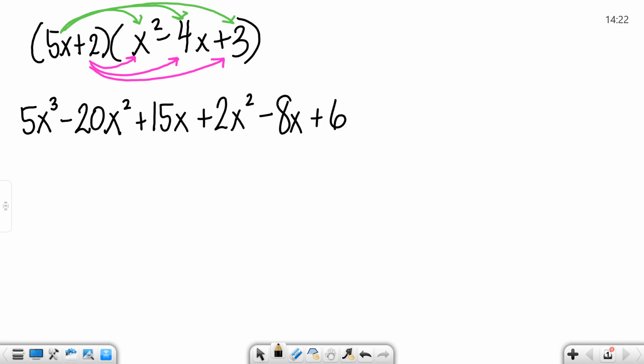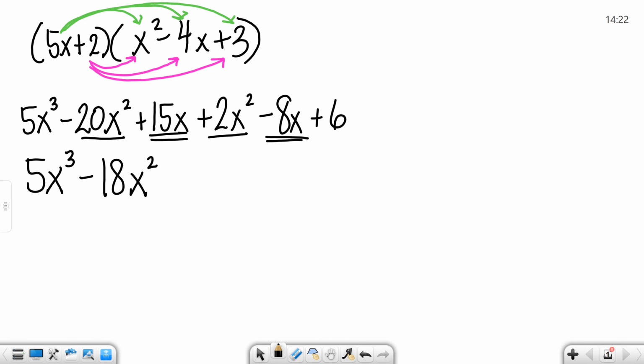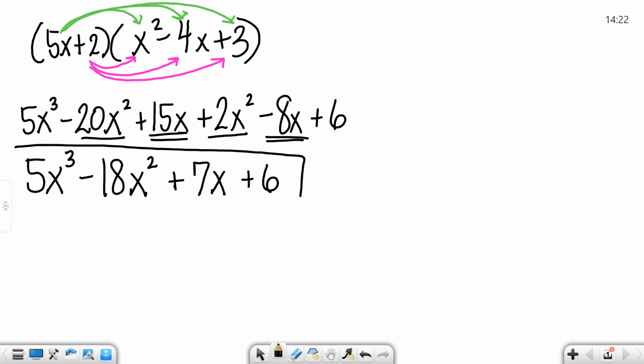Now we look for any like terms that we may have. This 5x cubed does not have a like term, so we just bring it down. The x squared and x squared, those are our like terms there. So negative 20 plus 2 would be negative 18, and we keep that x squared. And then we have 15x and negative 8x. When we put those together, we get plus 7x. And then the 6 on the end does not have a like term, so it stays down there.